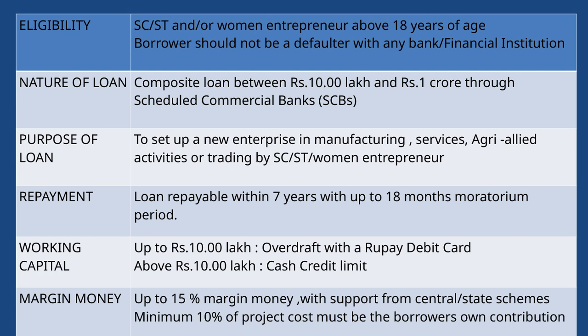Now, let's talk about the margin money. You can contribute up to 15% of the project cost, supported by central or state schemes, which can significantly reduce your upfront investment. Additionally, at least 10% of the total project cost must be contributed by the borrower as their own contribution, ensuring commitment and ownership of the project. Overall, this scheme aims to empower SC, SD, and women entrepreneurs by providing accessible financial support, with flexible repayment options and a focus on encouraging entrepreneurship in various sectors.